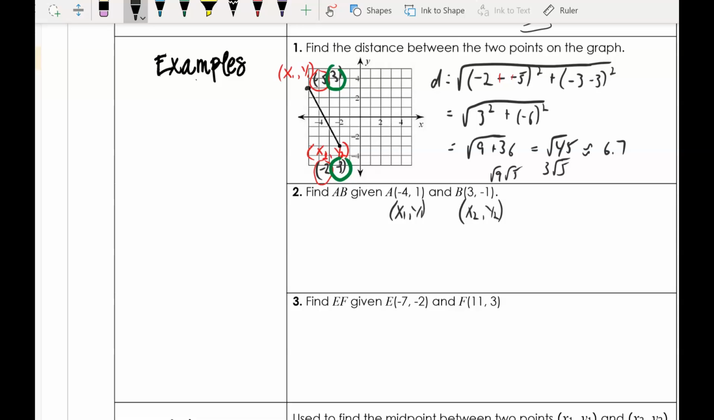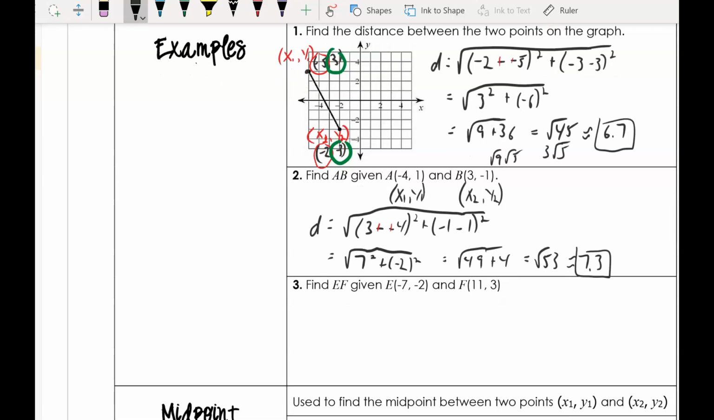I'm going to pause the video. I want you to pause the video, and I'd like you to try to work it out, and then when you unpause the video, hopefully our answers will match. Okay, so pause it now. Okay, so hopefully you got approximately 7.3, exactly equal to the square root of 53.